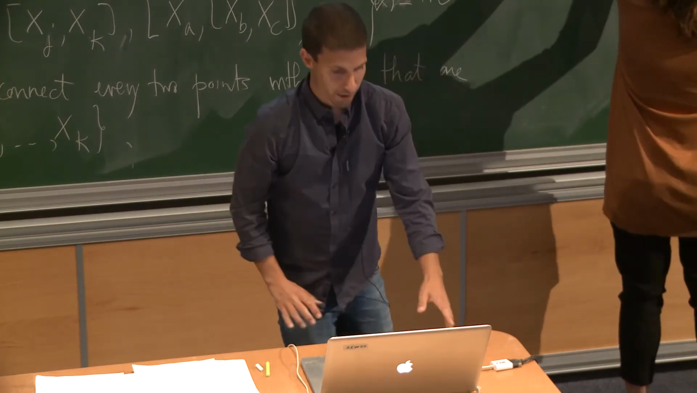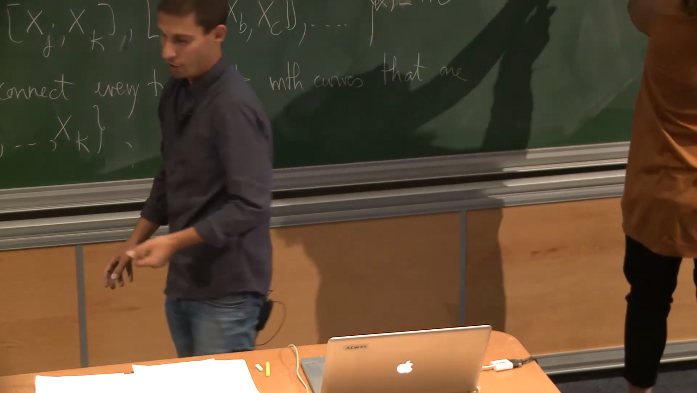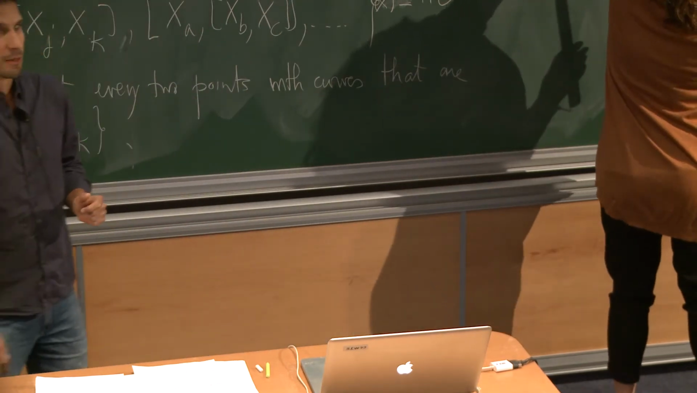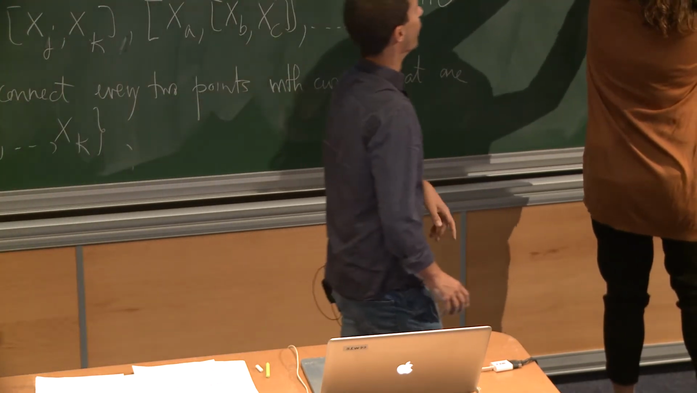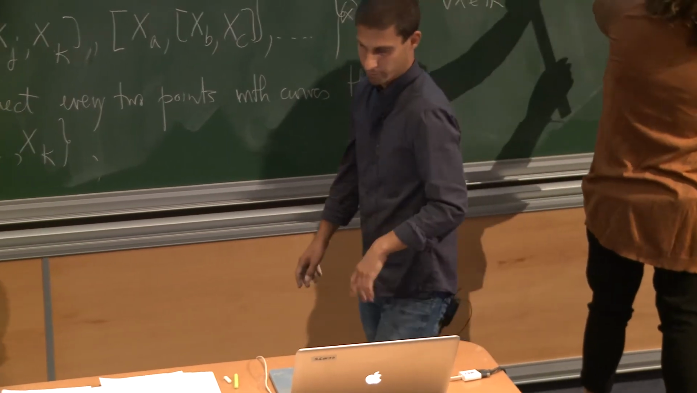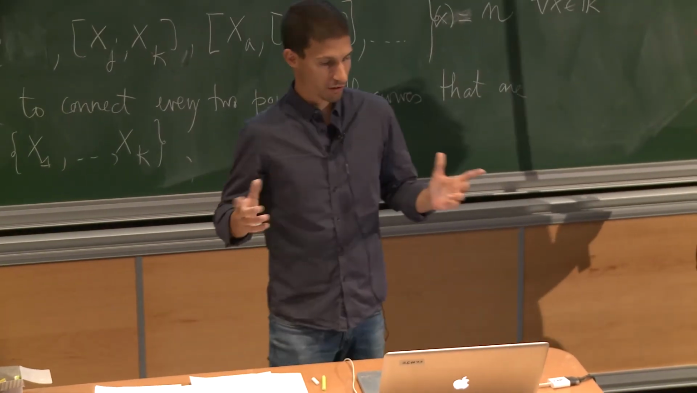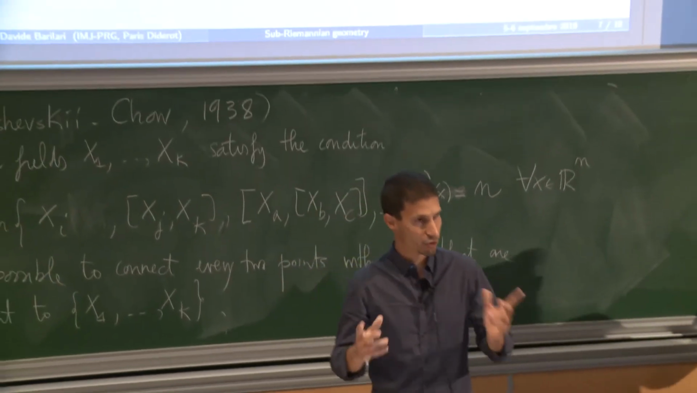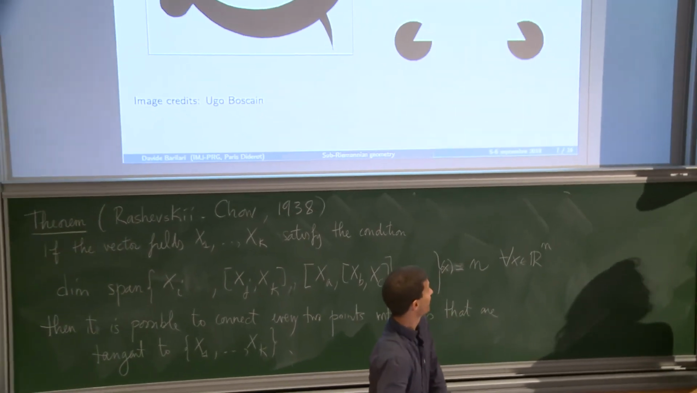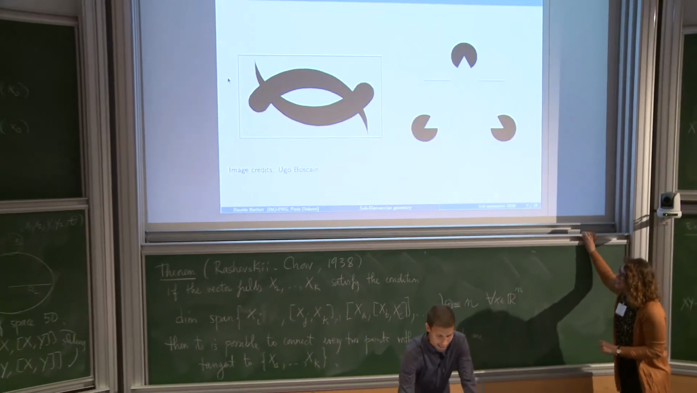So my research is more related to geometric questions about Sub-Riemann geometry. Let's say, for instance, what is curvature in this space? What does it mean for a space to be curved? Thanks a lot for helping me.